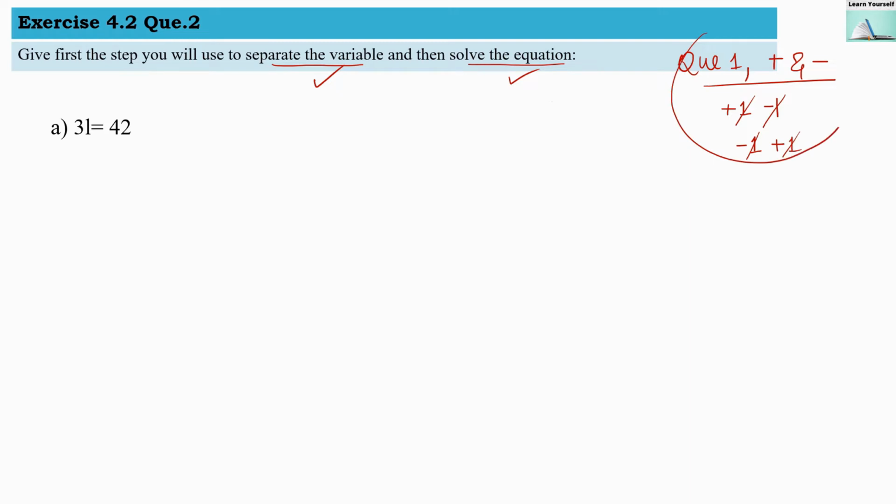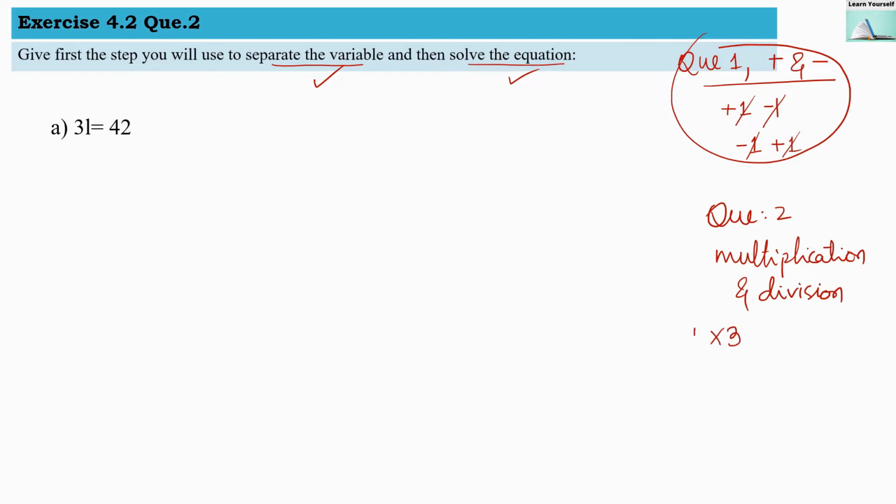But here in question 2, we are going to solve the numericals with multiplication and division. So if there is 3 multiplied along with the variable, then we are going to divide by the same number and make the variable separate. So this is the first case. If with the variable the number is in division, then we are going to multiply by the same number and we are cancelling out the numbers.